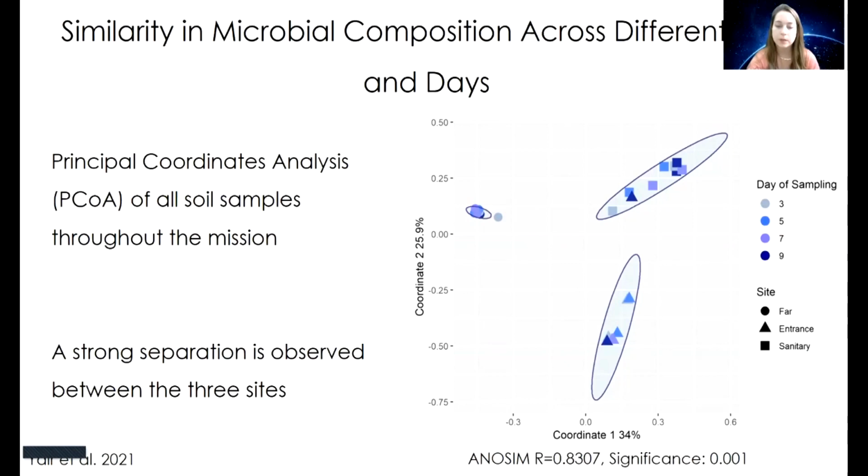Here you can see a principal coordinate analysis, or in short, PCoA. Each point of this graph represents the population composition of one sample from one site from one time point. The closer 2 points are, the more similar the population composition is, and the further they are from one another, the more different their populations are. As you can see, we observed a strong separation between the 3 sites, with samples collected from the far site in the circles having very similar composition.